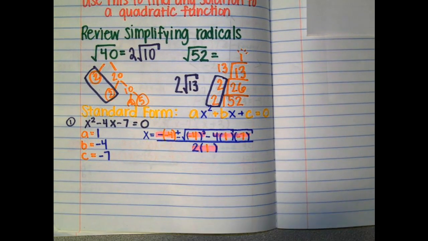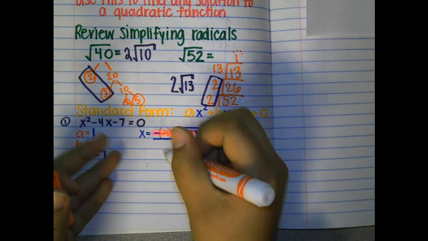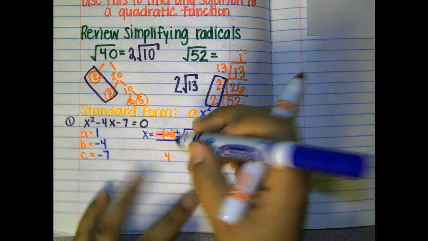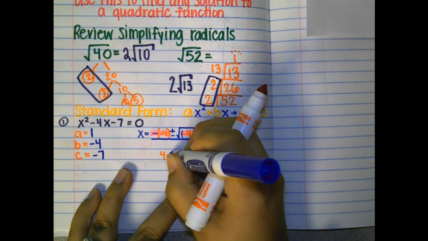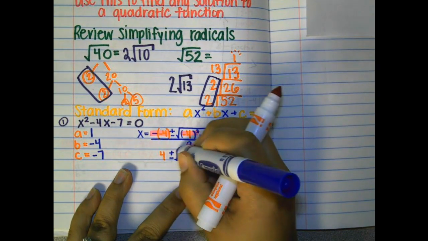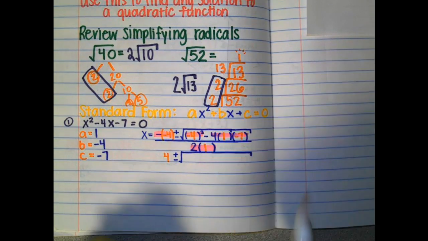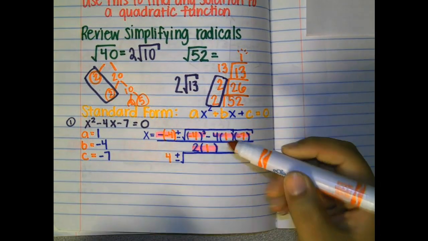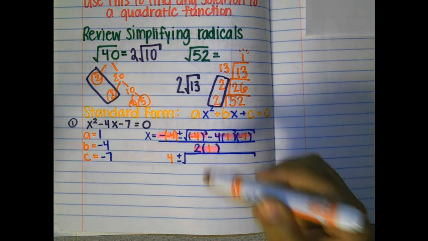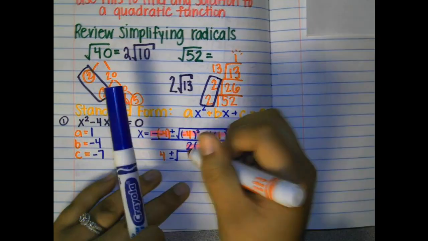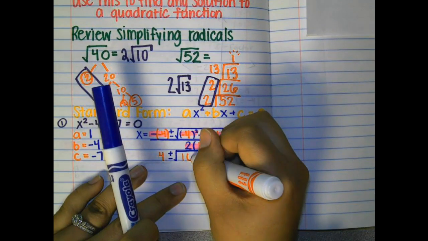Let me change colors here. So it's going to be 4. And then the plus minus stays the same. The square root stays the same. But on the inside, I have -4 squared. If you'd like, you can use your calculator to verify. But -4 squared is 16.